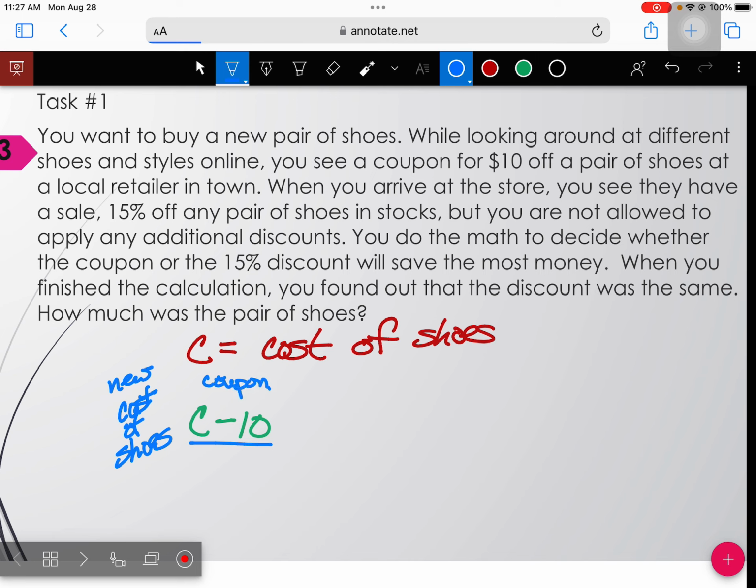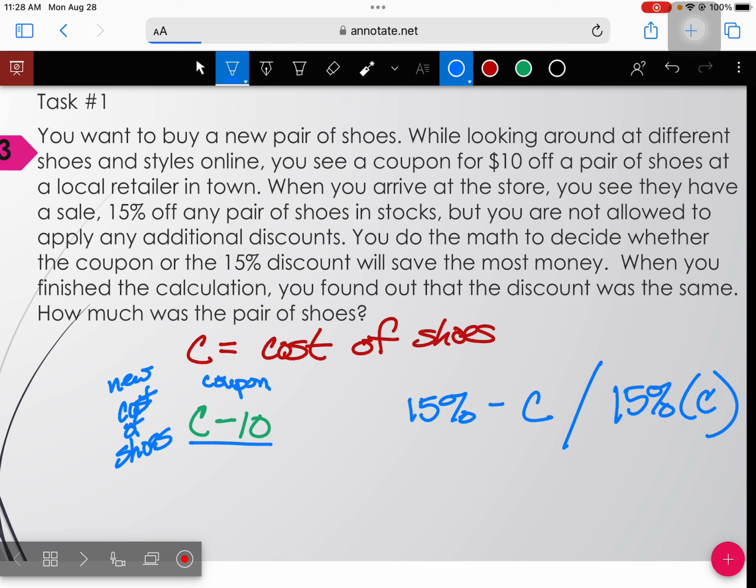Okay. What about on the other side? The other side. 15 minus C. Say it again. 15% minus C. 15% minus C times C, I would think. I don't know. Okay. What is the 15%? $10. The same cost of the shoe.